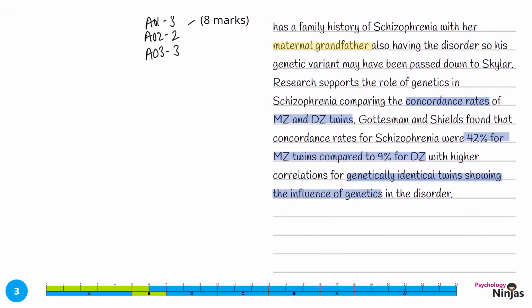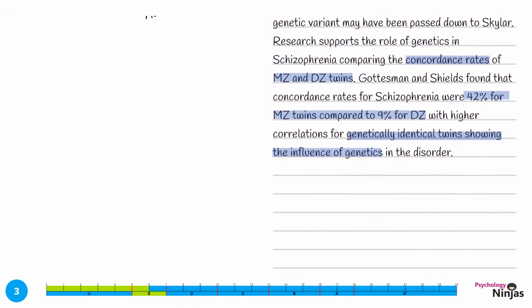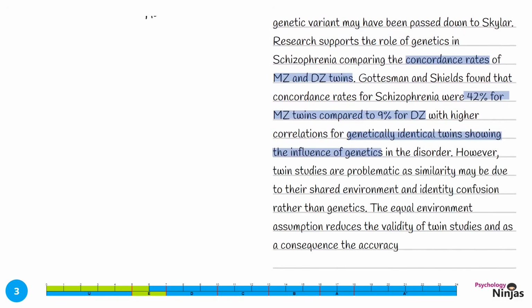We're going to develop our evaluation by giving a counter-argument. However, twin studies are problematic as similarity may be due to their shared environment and identity confusion rather than genetics. The equal environment assumption reduces the validity of twin studies and, as a consequence, the accuracy of genetic explanations. We've identified a clear problem with the methodology being used to evaluate genetic explanations.